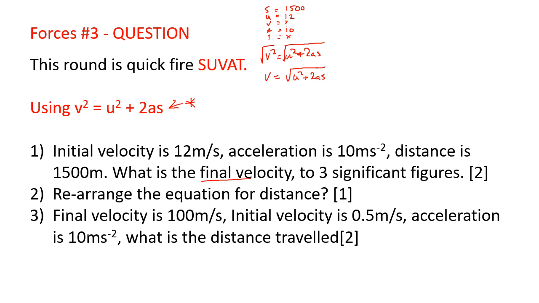Let's put the numbers in now, as we've done all the hard work. 12 squared plus 2 times 10 times 1,500. That's good practice to show it all the way over. Put it all in your calculator in one go. That's good practice in its own right. So let's do 12 squared plus 2 times 10 times 1,500. Hit the calculator.